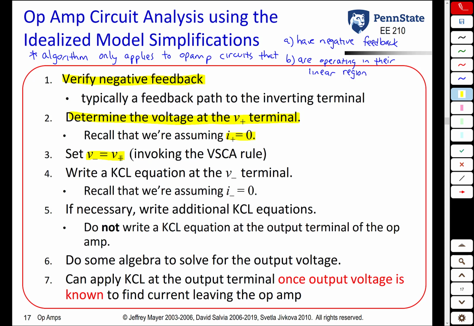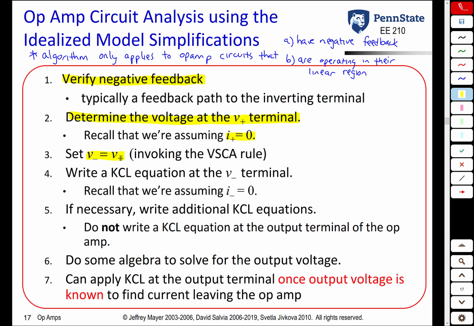For example, if V plus was 2 volts, V minus might be 1.9995 volts. But for the sake of this algorithm, we're going to set V minus equal to V plus. The argument, once again, is that the only way the output can be at a reasonable voltage level is if those two inputs are so close to each other that they're virtually the same. That's the virtual short circuit approximation rule.